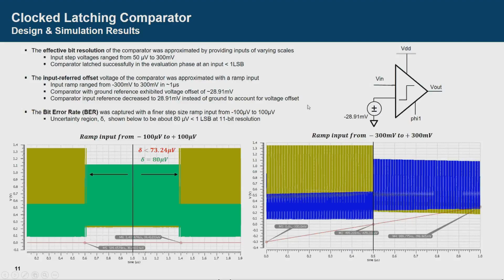I did a ramp input with a finer step size going from minus 100 microvolts to positive 100 microvolts, and that's in the plot on the left. You can see that this region right here is centered around 0, and it's more of a no man's land where the comparator is making the wrong decisions. I measure that to be around 80 microvolts, which is slightly higher than the 73 microvolt 12-bit resolution requirement, although this does meet the 11-bit resolution requirement of around 140.